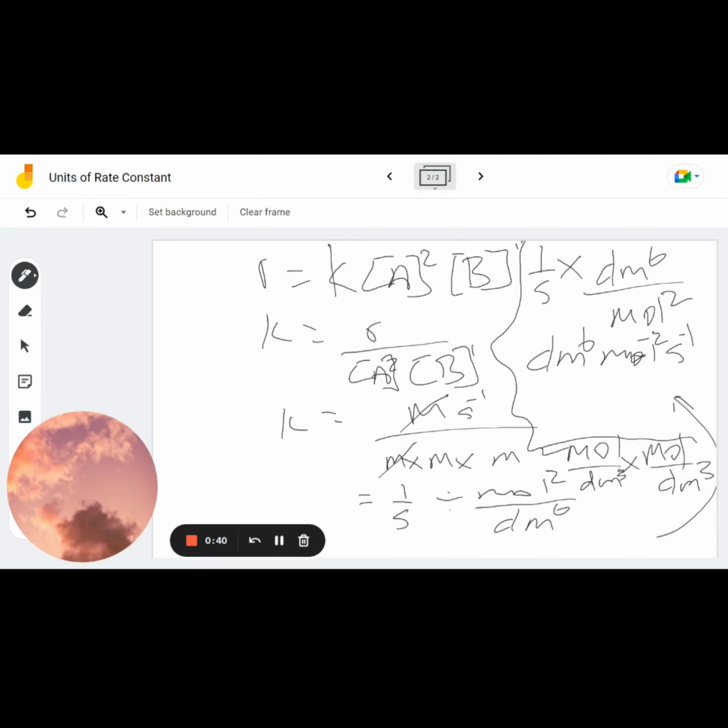Of course, you can work out the unit of K for anything just by following the procedure that you see me using here. It boils down to simple mathematics.